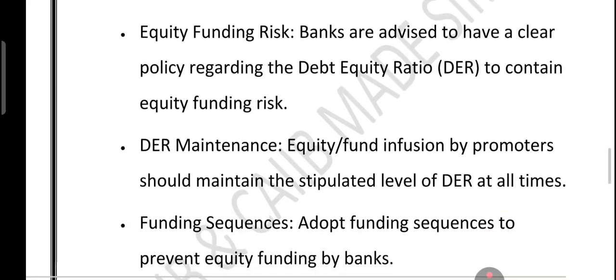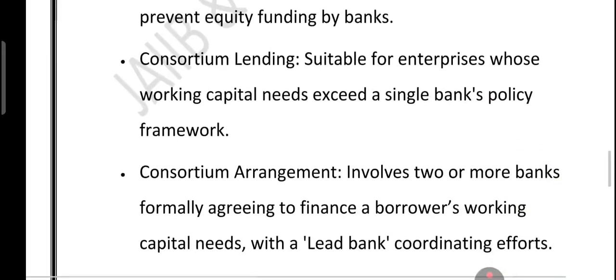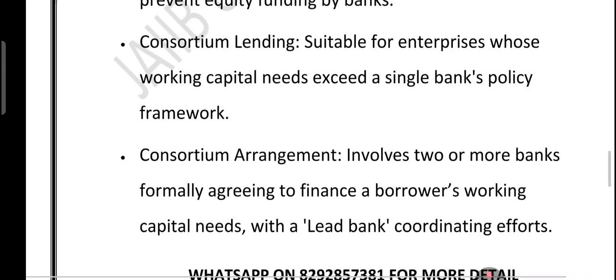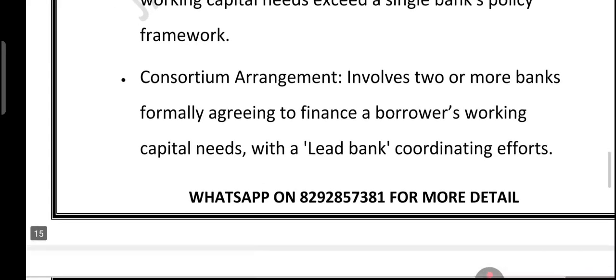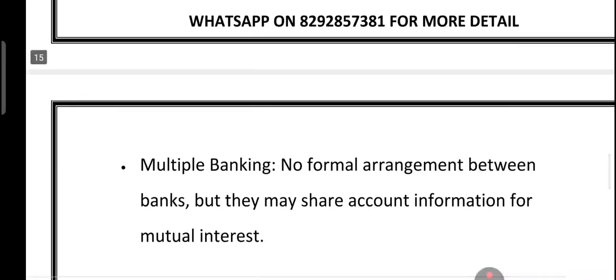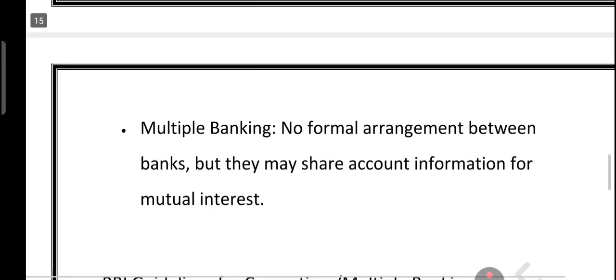Now let's talk about consortium lending versus multiple banking. Consortium lending is for big borrowers, where a single bank can't handle the full loan. So multiple banks come together, form a team, and share the loan burden. One bank takes the lead, which is called the lead bank, and coordinates everything. Multiple banking is different. There is no formal arrangement between the banks. The borrower takes loans from different banks, and banks may or may not know each other's terms, though ideally they share information for mutual interest.